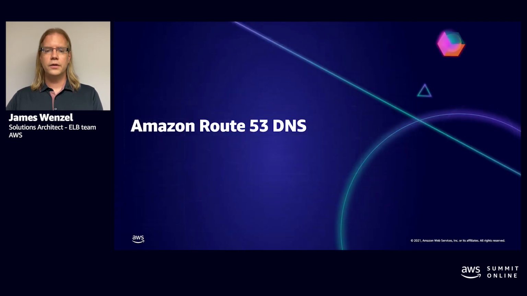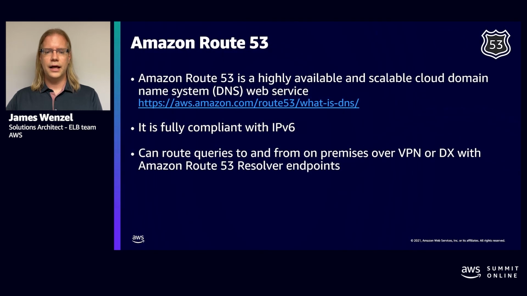Now we're going to talk about DNS. Route 53 DNS is a very powerful construct that allows you to set up and configure DNS names for your workloads. It's fully compliant with IPv6, and also you can use something called resolver endpoints to allow your on-prem to resolve back and forth to and from, or forward back and forth, your on-prem DNS to DNS in AWS.